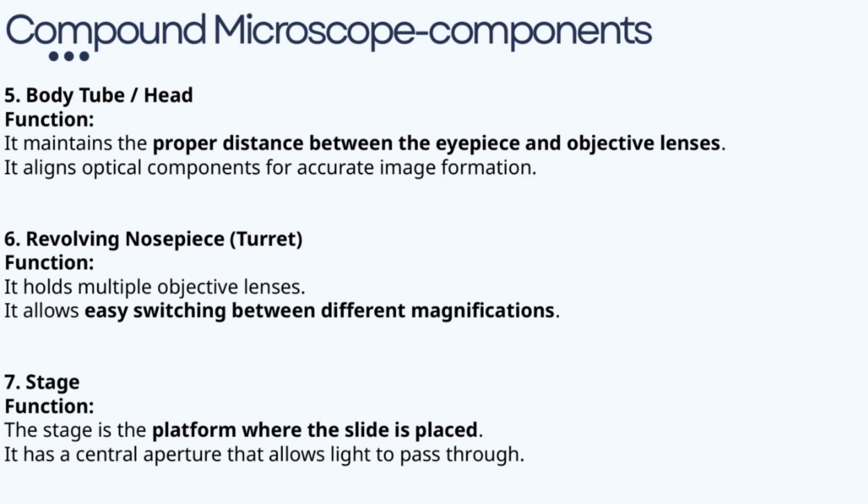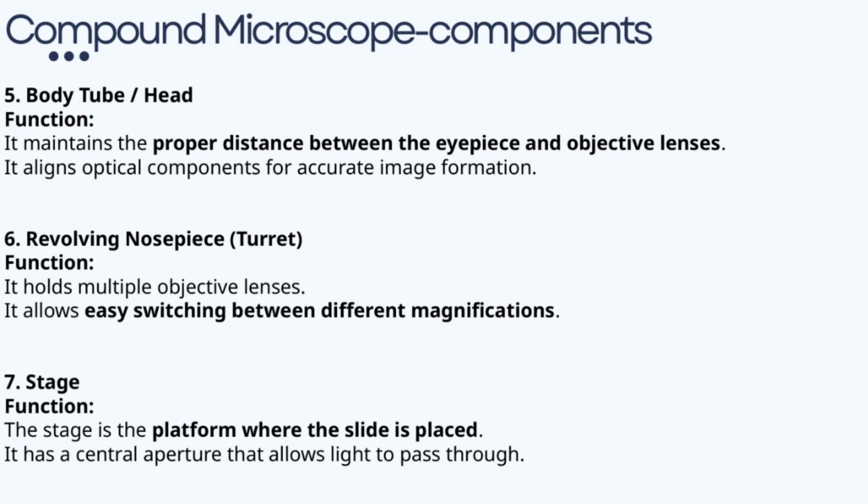Next up is the revolving nosepiece, or turret. This part holds multiple objective lenses, each with different magnifications. The good thing about the revolving nosepiece is that it allows us to switch between these lenses easily. So, whether we need a lower magnification to get an overview or a higher one to see fine details, we can do so quickly and smoothly, making our observations more efficient.